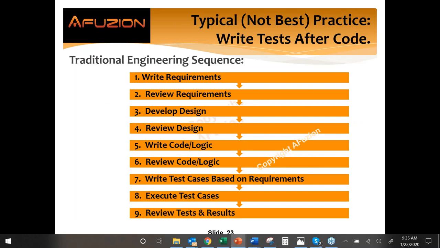This is okay. There's nothing wrong with this. This is a traditional engineering sequence. You write requirements, then you review them. You make the design, then you review it. You write the code and logic, then you review it. You write test cases based on requirements, not by looking at the implementation. If you look at the implementation first, that's executing the requirement, not testing it. A priori, Latin, in advance. What's the expected result of the requirement? Then execute test cases, review the results. Folks, this sequence often produces failures.